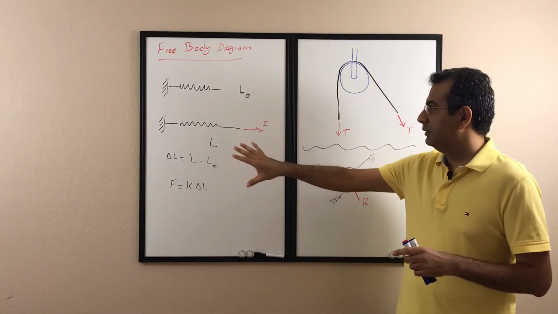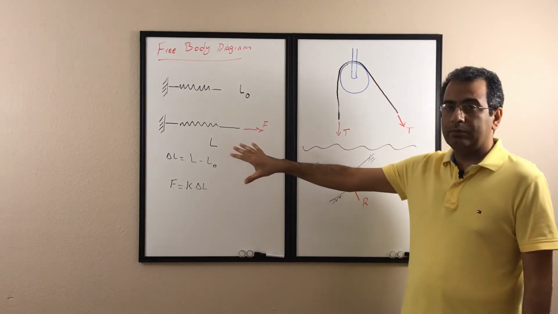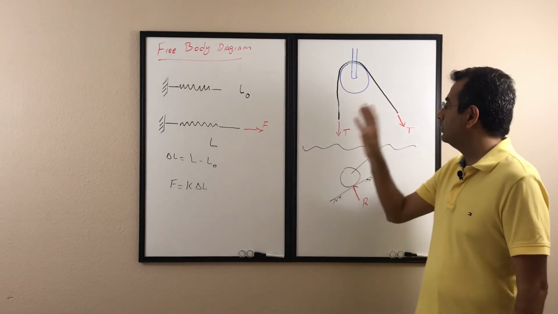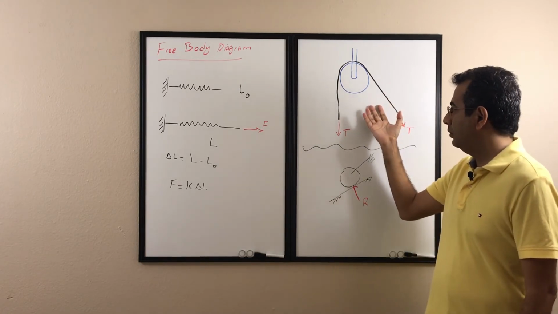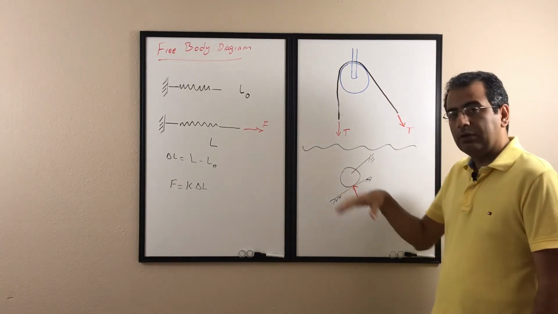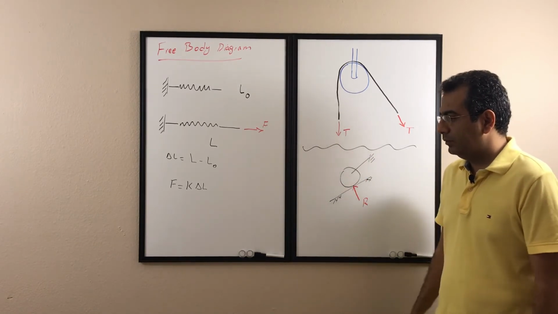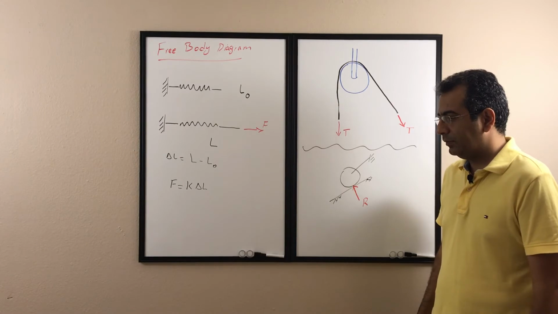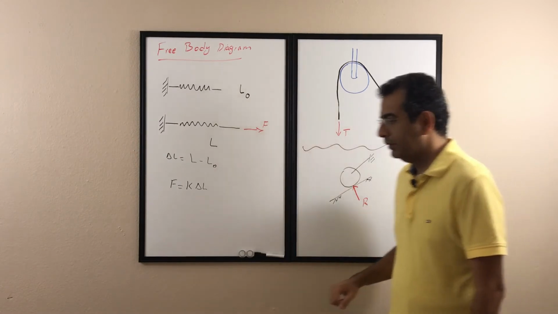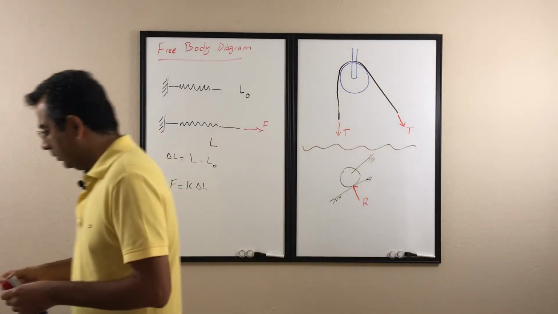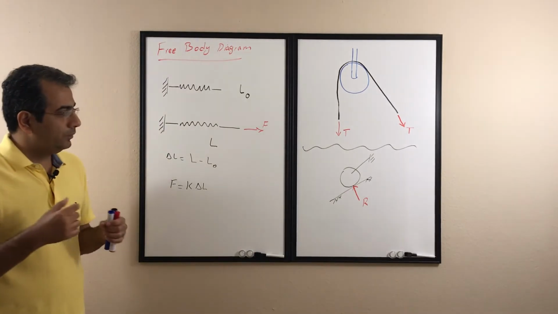A string or a rope can hold the object in place, or the object can be sitting on top of a surface. So these 3. Later on, we will talk about the other types of objects. Now, let's go back to how we are working with the free body diagram.